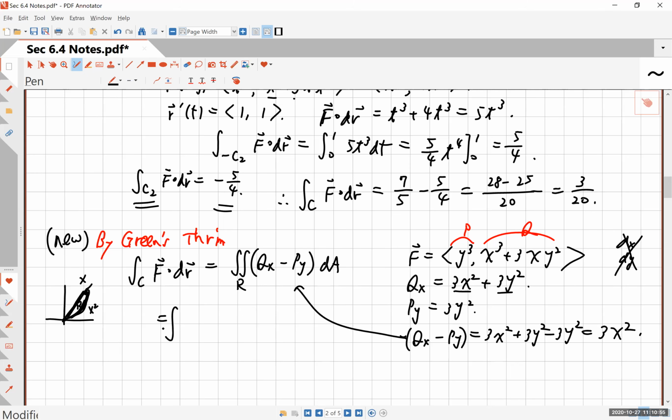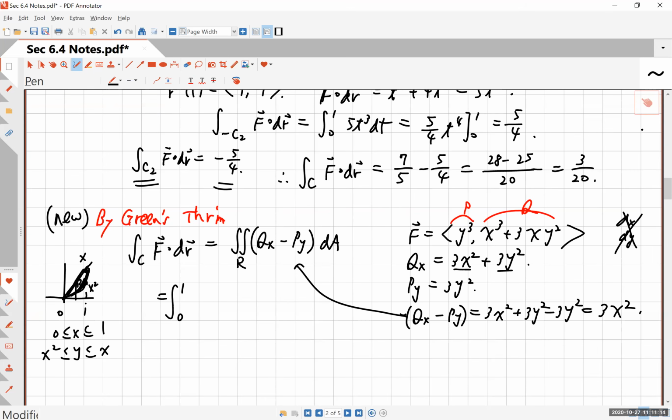Now let's define what this region R is. Remember, x goes from 0 to 1. And for each x, y goes from the lower bound, which is x squared, to the upper bound, which is x, because x squared is below the straight line y equals x between 0 and 1. These are my bounds for the integral. And then what you are integrating is 3x squared. And of course, the order is dy dx.